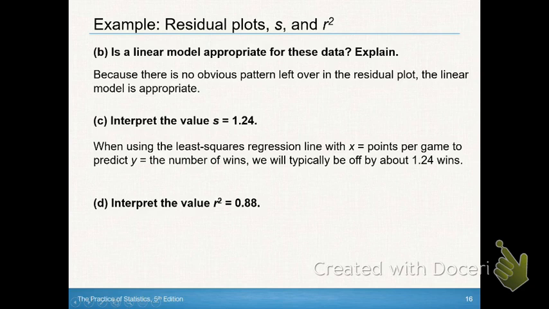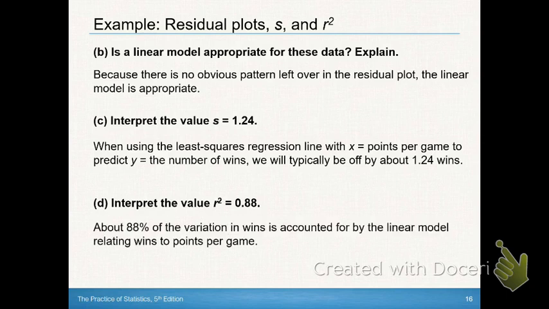So remember, standard deviation tells you typically how far off your answers might be from the average. So here, if we take any team's points per game, we expect to be off by about 1.2 wins from what we predict to the actual. And then the R squared value, remember, tells you the percentage of the variability, in this case of the number of wins, that's accounted for by your least squares regression line. So 88% of the variation in wins is accounted for by our least squares regression line for the model of points per game versus wins.